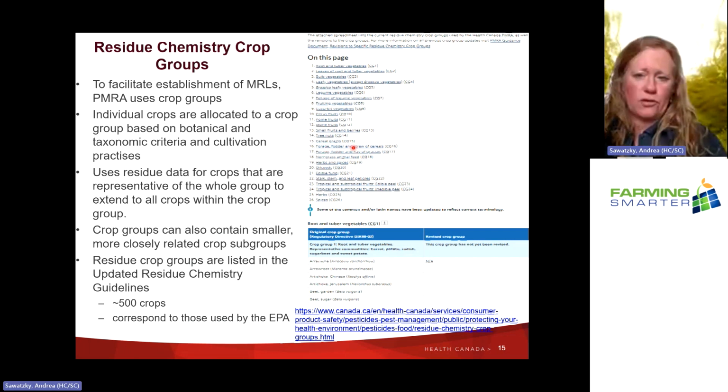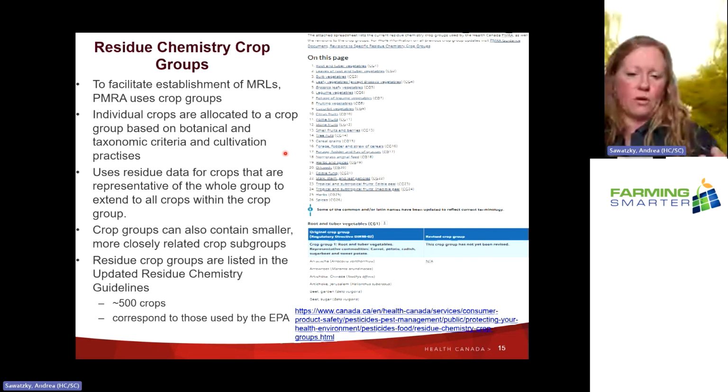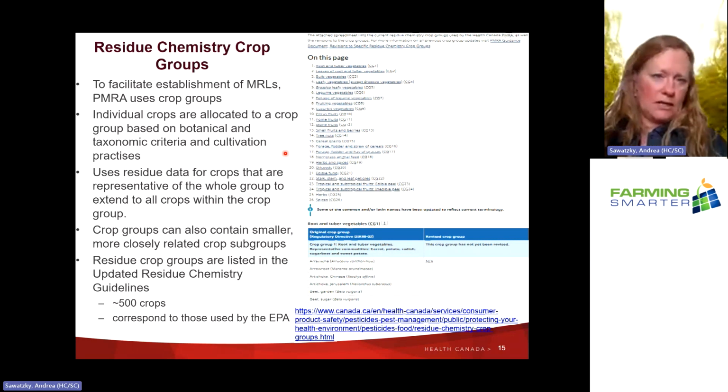Now we swing down here to group 15. These are your cereal grains. The represented commodities here are corn, fresh sweet corn or dried field corn, barley, wheat, rye, oats, buckwheat, and crops like that. So you can see how the crop groupings work here. There are 26 different crop groupings on this page. When you click on those links, it'll give you more of an example of what you can find in there.